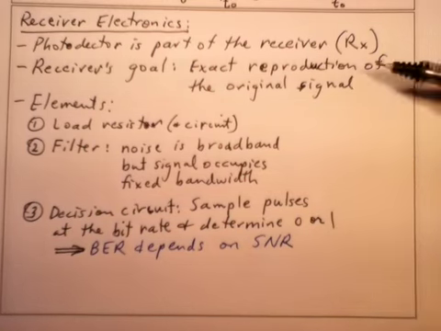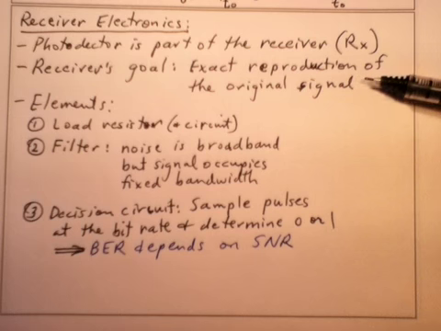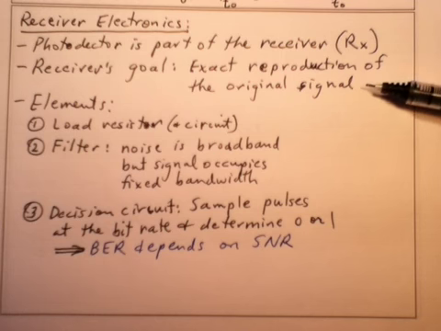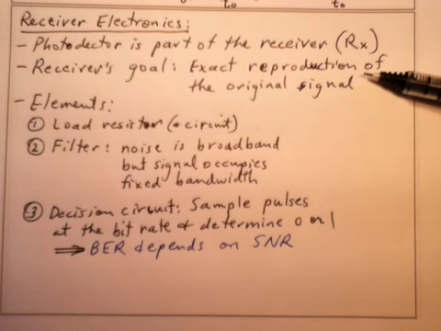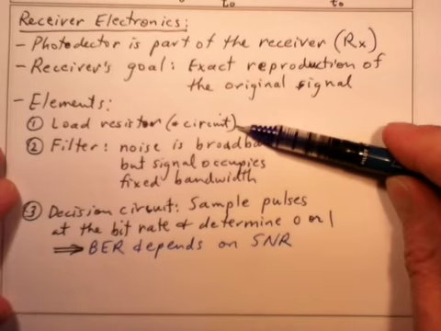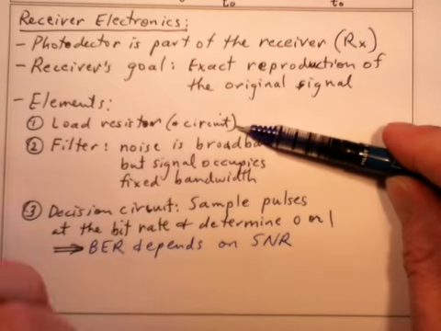And the goal of the receiver is to create an exact reproduction of that original signal, the original information signal, binary voltage pulses that went into the transmitter. We want to get that same signal out. And so some of the most important elements of the receiver include the load resistor.